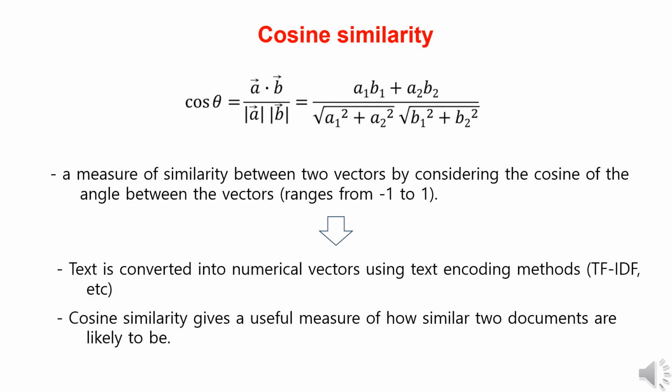To summarize, the cosine of theta is calculated by taking the dot product of two vectors and dividing it by the product of the magnitudes of the two vectors. The cosine value falls between -1 and 1, depending on the angle between the vectors. This allows us to measure the similarity between two vectors. In other words, by converting text into numerical vectors using various text encoding methods like TF-IDF, as explained in the previous video, we can use cosine similarity to measure how similar documents are to each other.